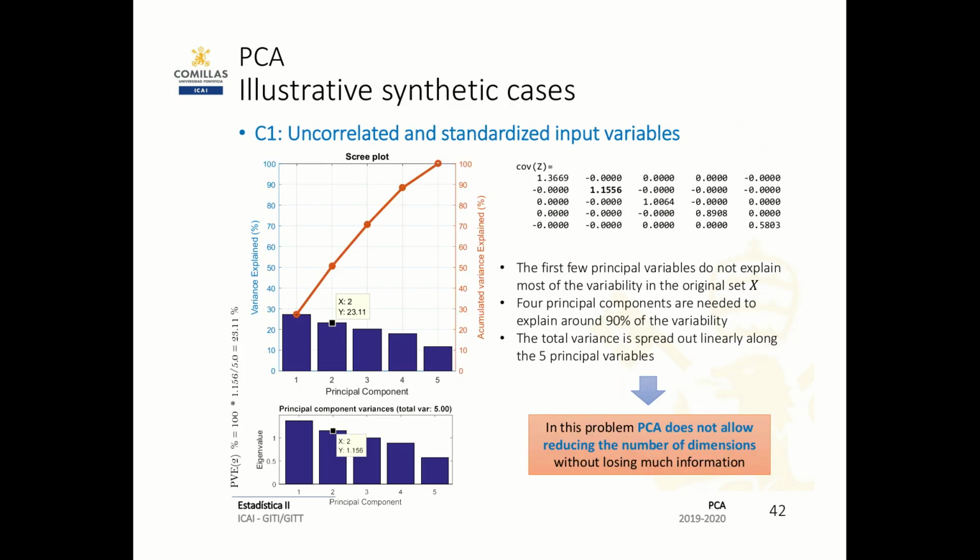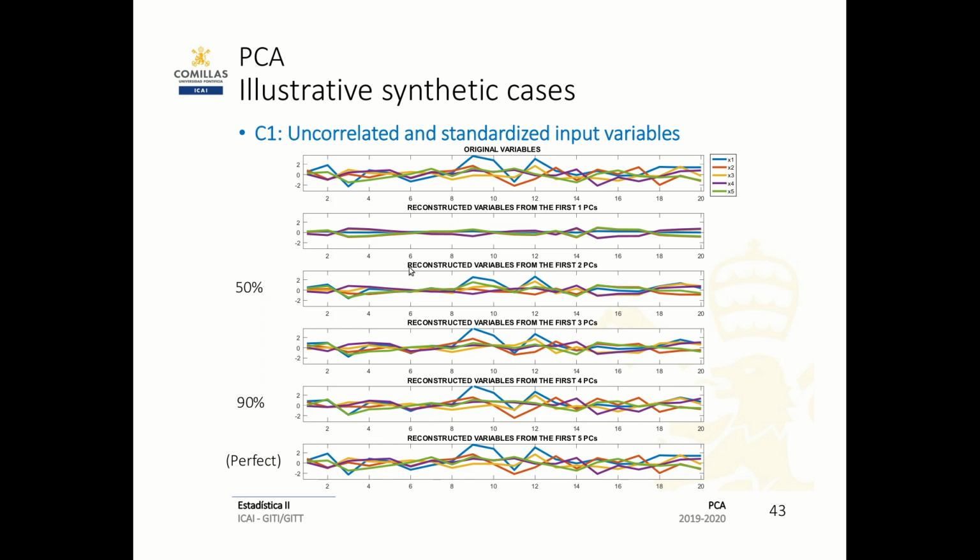And so here is how the reconstructions look like. The more principal components we add, the closer we get to the input. We see that in this example, because all the input variables were independent, we need all the principal components to get a perfect reconstruction.